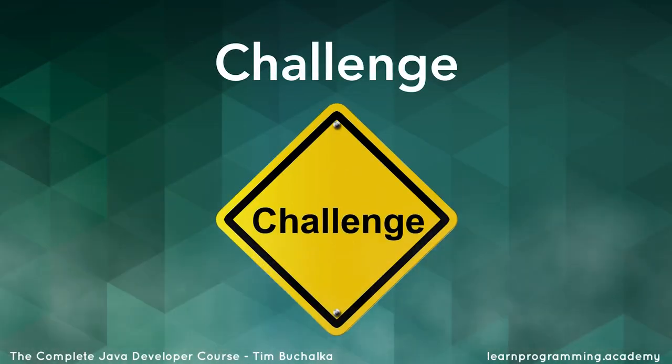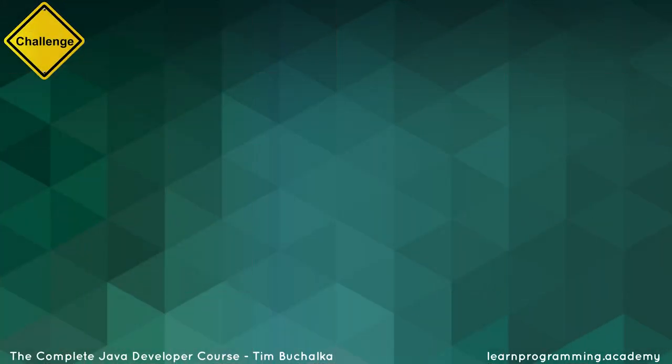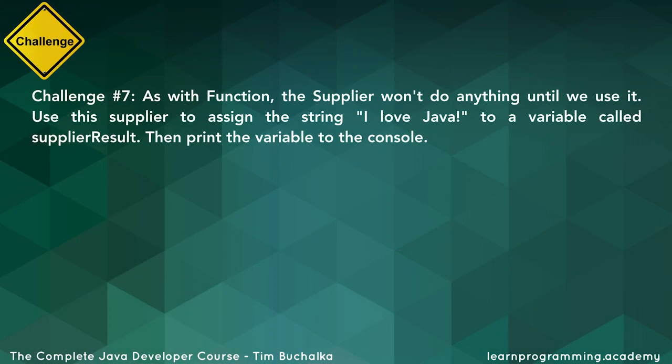Alright, next challenge, challenge number 7. Now, as with Function, the Supplier won't do anything until we use it. So use this Supplier to assign the string "I love Java" to a variable called supplierResult, and then print that variable to the console. So that's your challenge. Pause the video now, and I'll see you when you get back.